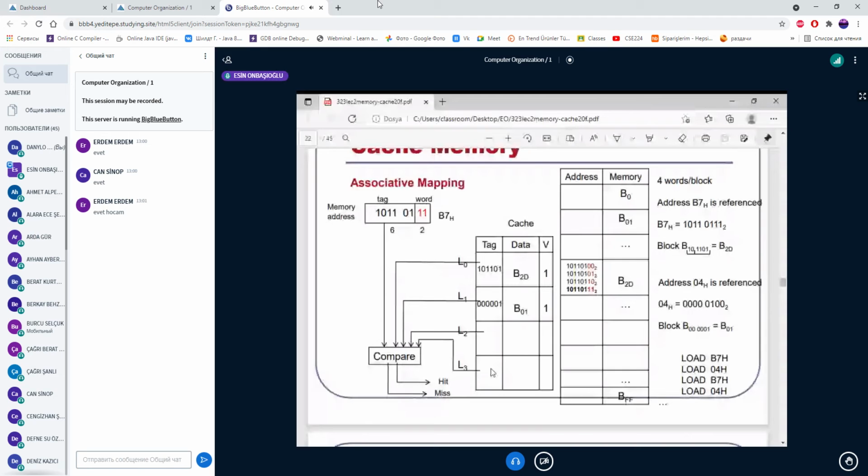So this comparison must be done in a very fast way because we are using caches to increase the performance. If we do this comparison in time-consuming methods, it will not increase the performance. So, as the name implies, this comparison circuit is an associative memory. Do you remember associative memory?